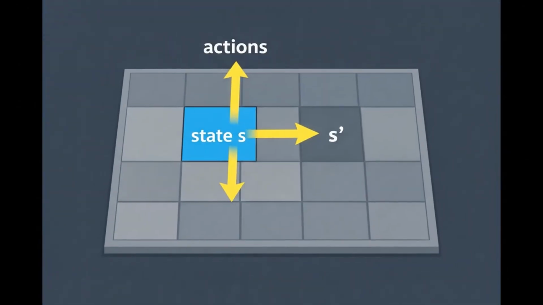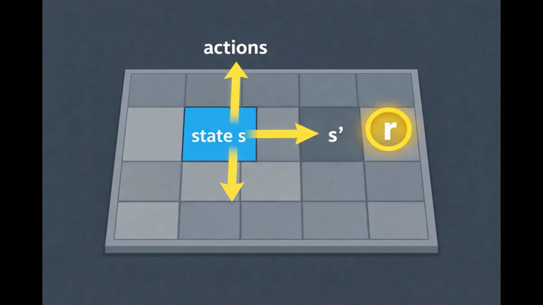Let's start with the big idea. An MDP is a model of a world where decisions happen in steps. At each step, the agent is in a state. Think of that as a snapshot of what the world looks like right now. The agent chooses an action. Then the environment responds. It moves to a new state and gives the agent a reward. That's one interaction. Then we do the next step, and the next, and the next.